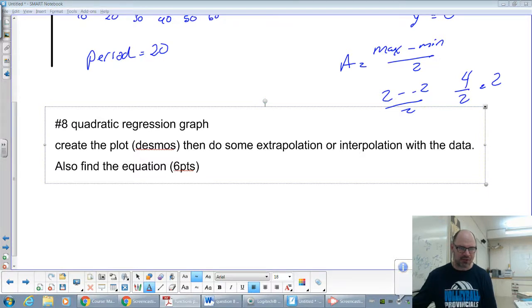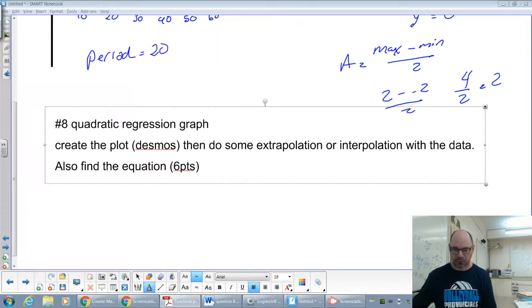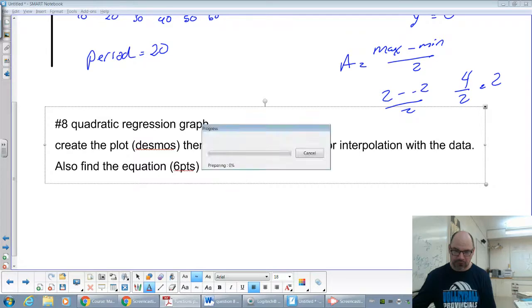Okay, so then a couple of things. Got to get the other one printing out here. There we go. Sorry about that.